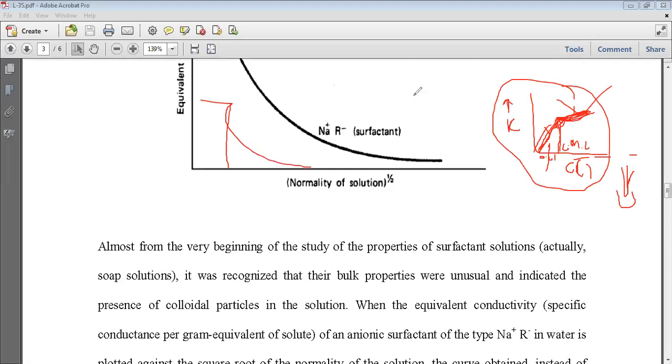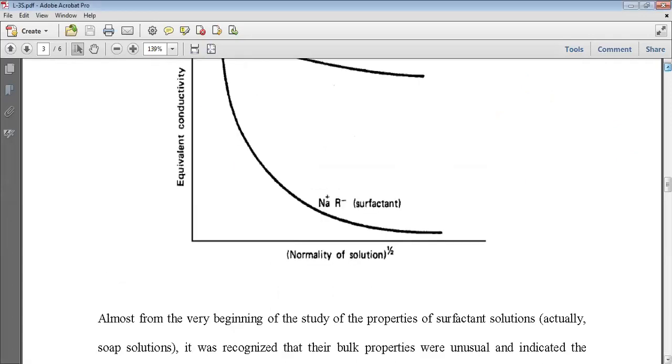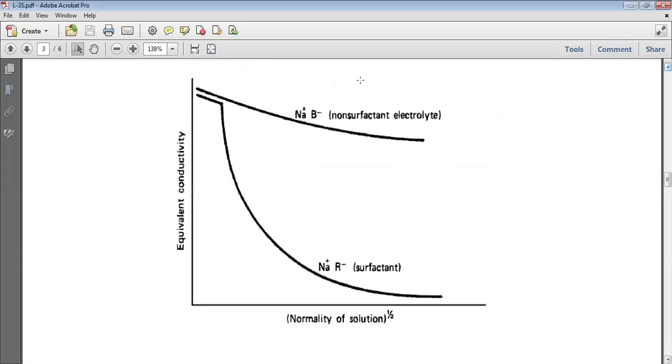I am repeating this graph once again. What I have shown you is that if we plot equivalent conductivity versus under root of concentration, this is under root of normality or under root of concentration.